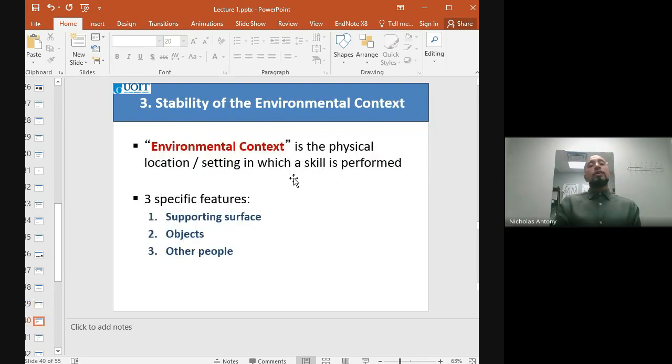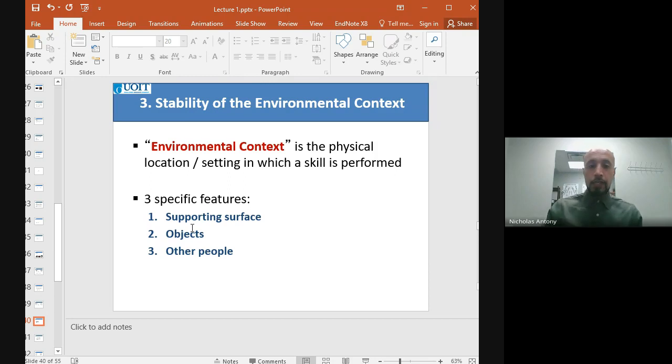The last one was talking about defining motor skills based on the stability of the environmental context. So when we say the environmental context, or the environment where someone is doing a motor skill, we're going to be looking at the environment, which includes three different things. The supporting surface, whether they're sitting or standing on, the objects in the environment, and the other people in the environment.